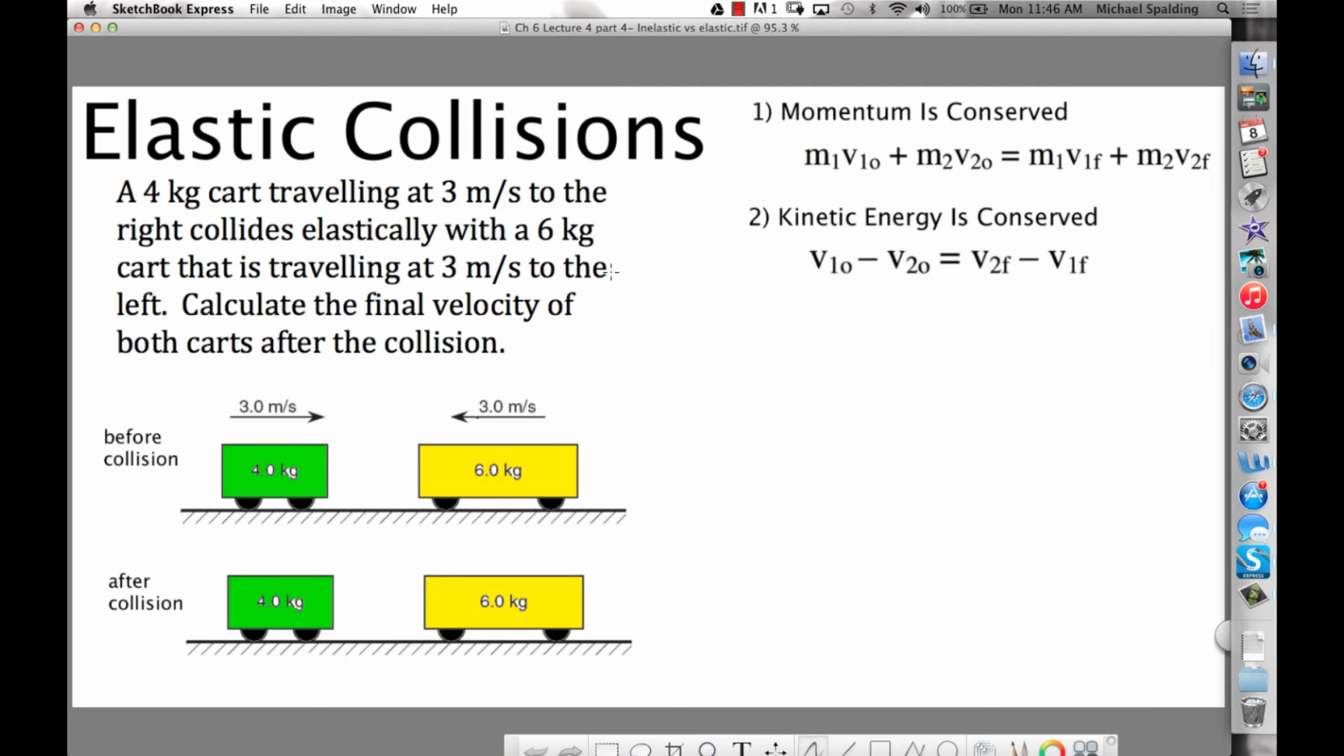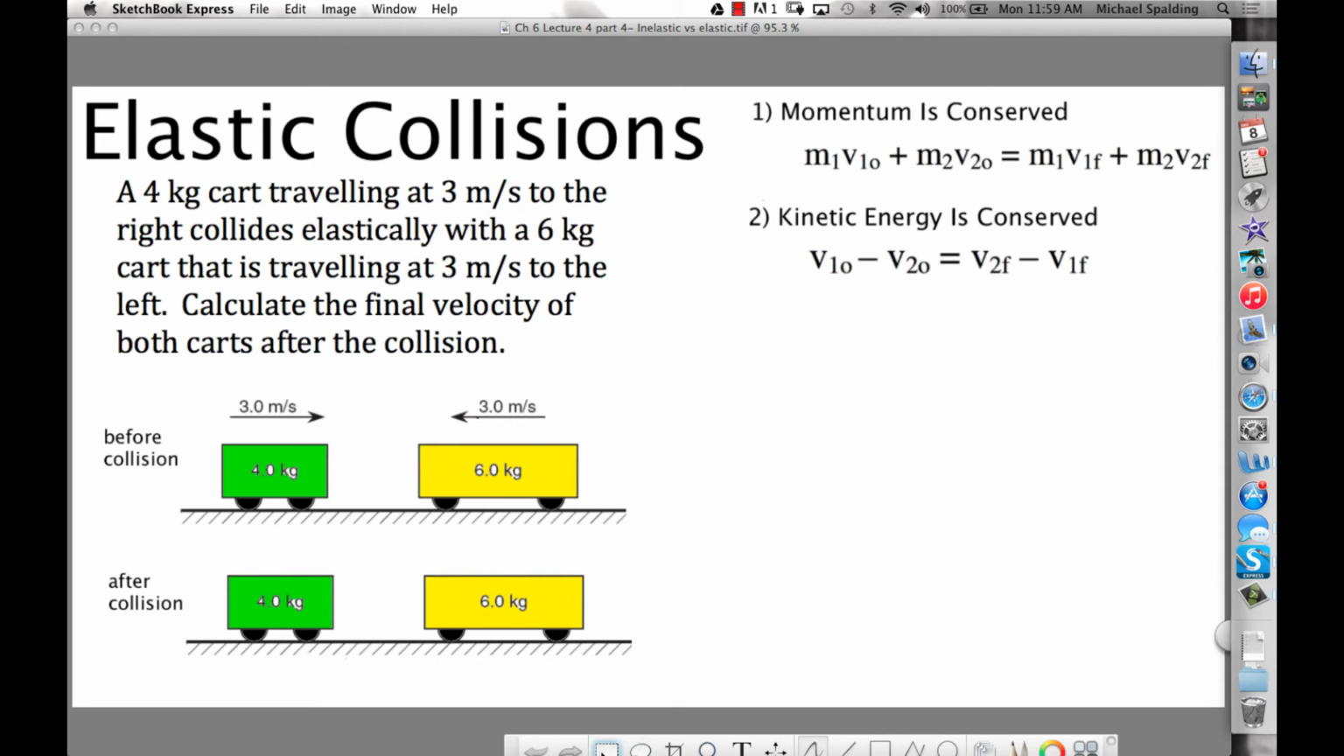All right, so we have two carts that collide, and notice the problem is specifying that the collision is elastic. Let's call this guy M1, this guy's M2. So this is V1 initial, this is V2 initial. And what you're solving for, you're looking for V1 final after the collision and V2 final after the collision. So I'll give you guys 10 minutes and then we'll solve it. And that's our lecture on elastic collisions.